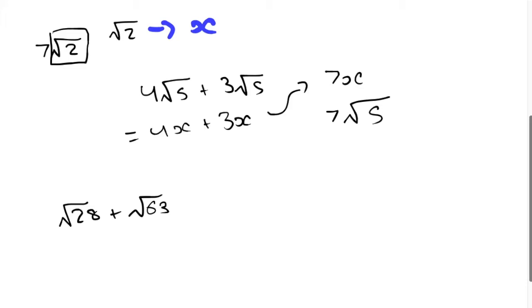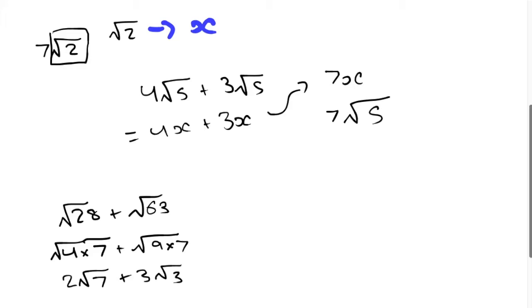So 28 is basically the square root of 4, which is a perfect square, times 7. And 63 is basically the square root of 9 times 7, and 9 is a perfect square. So you can write this as 2 times the square root of 7 plus 3 times the square root of 7. Instead of a 3, it's a 7. So you can write it as 3 times the square root of 7.